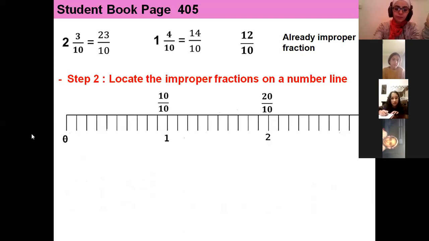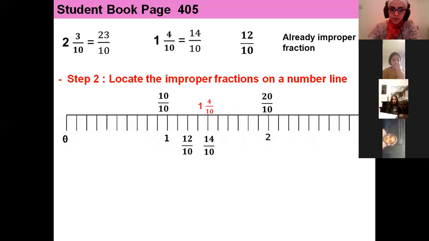Now, in the next one, the 12 out of 10, for example, that we started with, count 12 spaces. So this is 1, 2, 3, 4, 5, 6, 7, 8, 9, 10, 11, 12. So we put 12 spaces. And then 14 out of 10, we put 14 spaces. Count 14 spaces, this is it. And 23 out of 10, this is 23 out of 10.